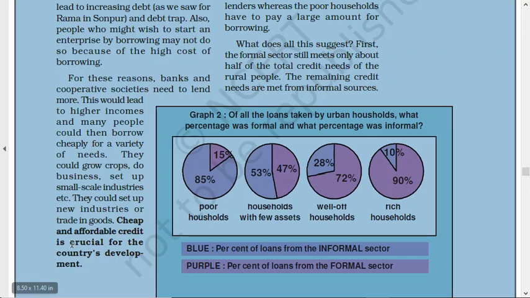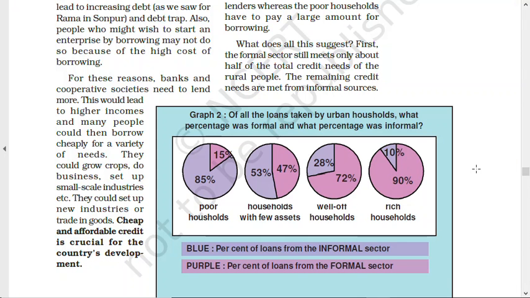Cheap and affordable credit is crucial for the country's development, right? So this question comes, that says cheap and affordable credit is crucial for the country's development. Elucidate or explain or comment on this. So you will write how, why it is important.